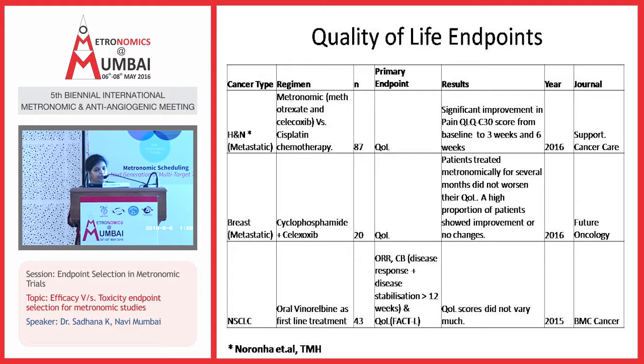They found a significant improvement in pain, on the QLQ-C30 score, from baseline to 3 weeks and 6 weeks also. This was a recent article published in Supportive Care in Cancer. And there's another study in breast cancer where the primary endpoint was quality of life, and they compared these regimens, and they found a high proportion of patients showed a significant improvement or no change. This was also published recently, and these are the few studies where quality of life is looked at along with other endpoints or as a primary endpoint.